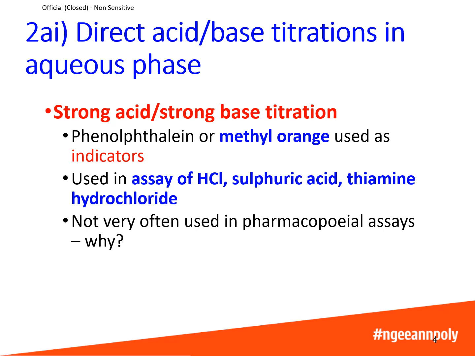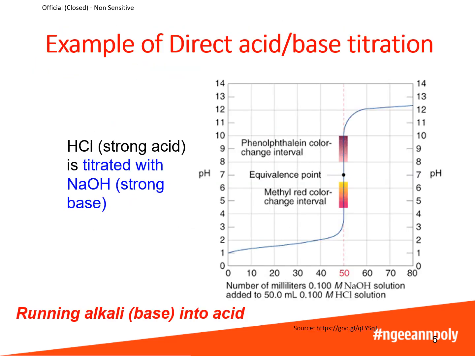However, strong acid and strong base titrations are not very often used in pharmacopoeia assays. Can you guess why? It's because drugs are usually weak acids or weak bases. You seldom see strong acids or strong bases that are drugs.